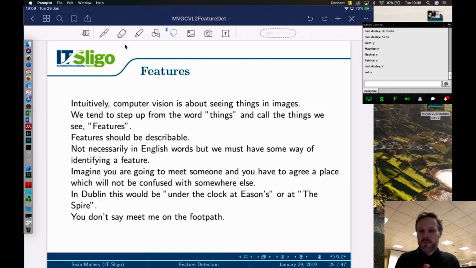But think about the example. If you're meeting somebody in Dublin, what you normally do is say you'll meet them under the clock at Eason's, or since the spire was built, you might decide to meet them at the spire, but you're not going to say I'll meet you at the footpath, because nobody knows which footpath or where. So you need to come up with somewhere that's unique. It's very similar in an image. When we're trying to find features in it, we want something that won't be mixed up with any other feature anywhere else within the image.